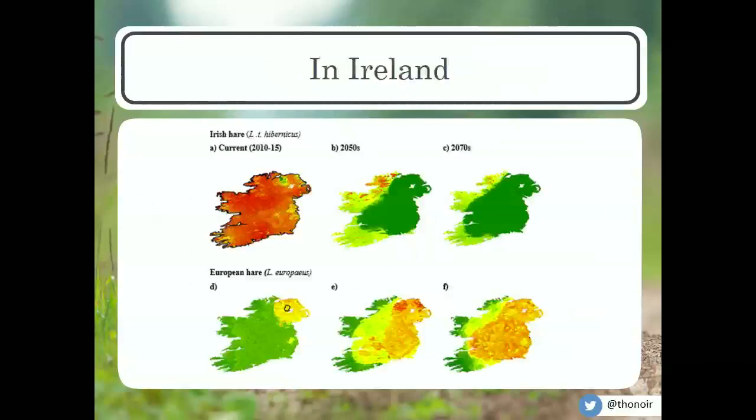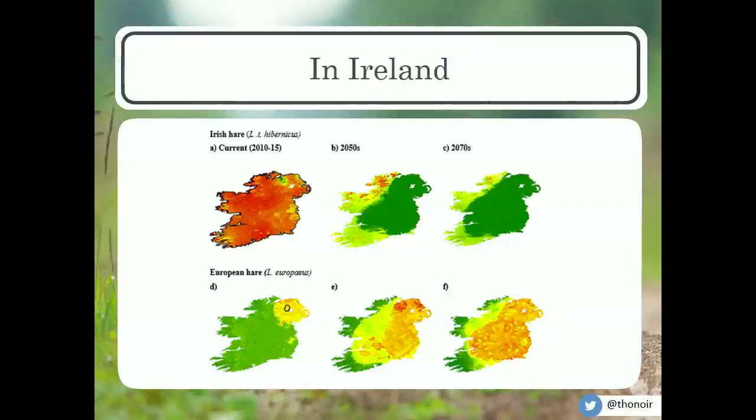So we decided to look at projections in the future under climate change scenarios. On top we have Irish hare models, down below you have European hare, and what you can see is that at the present time, all of Ireland is suitable for the Irish hare, as you'd expect, they're found across the island. By the 2050s and 2070s, much of Ireland becomes unsuitable, with Irish hares found in the west and extreme west and south. The opposite is true of European hares. They rapidly expand across Ireland, with conditions becoming more favorable.